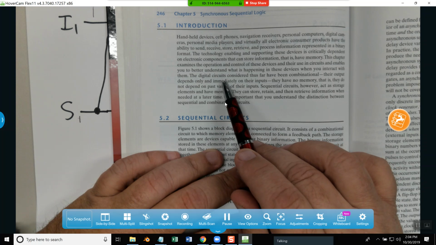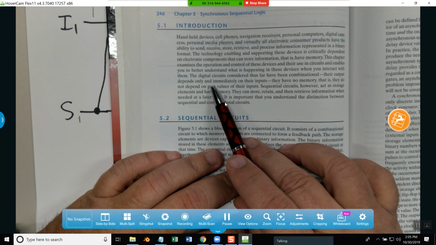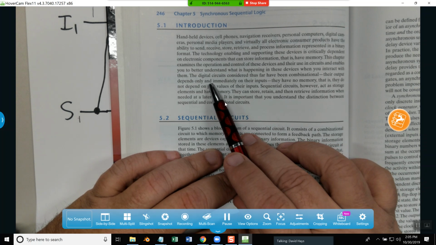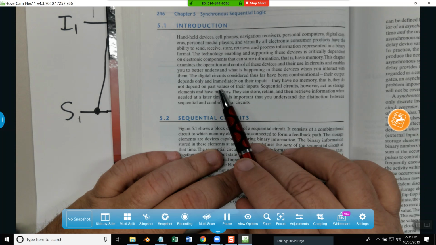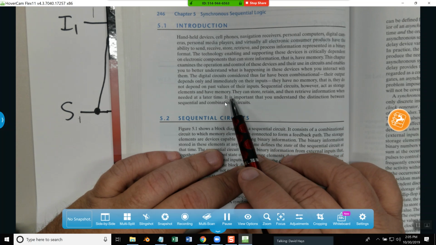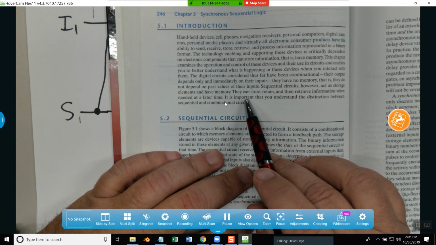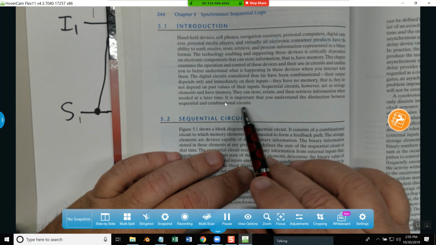The digital circuits thus far have been combinational. Their output depends only and immediately on their inputs. They have no memory. That is, they do not depend on past values of the inputs. Sequential circuits, however, act as storage elements and have memory. They can store, retain, and then retrieve information when needed at a later time. And that's the difference between what we were talking about before and what we're talking about now.